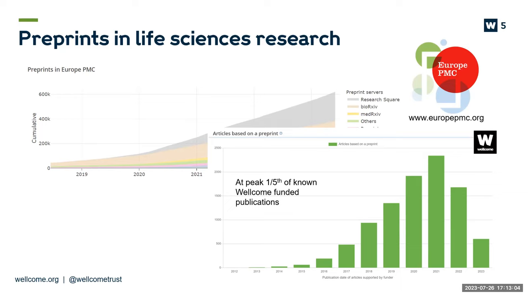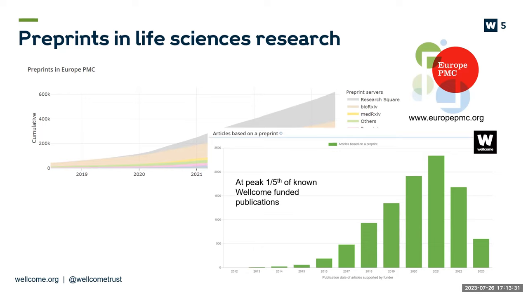Again, this is data on the second graph from Europe PubMed Central, and it is showing you the preprints that have been linked to a journal article that's also within the database. So it's not necessarily everything that's out there, it's just what's been identified and linked within the literature, but still, it's a subset of our overall output types.